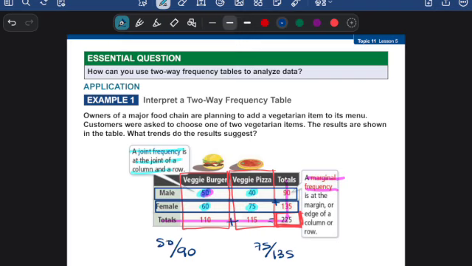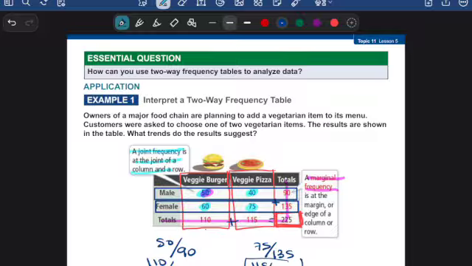And then if I'm comparing out of everyone surveyed, we would do out of 225. So out of 225, 115 total people, males and females, preferred the veggie pizza. And out of 225, the total people surveyed, 110 preferred the veggie burger. So still we can see, even though the males preferred the veggie burger, since more females were surveyed, this number tells us more people would prefer the veggie pizza.